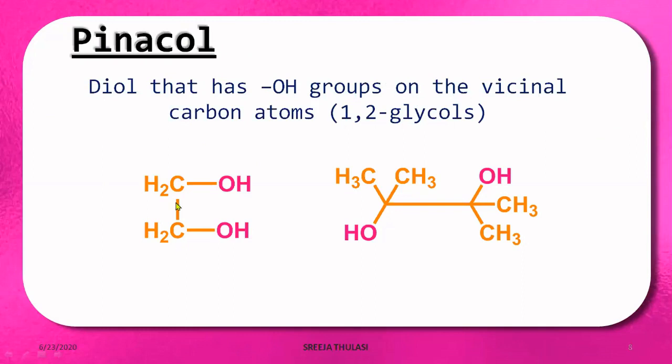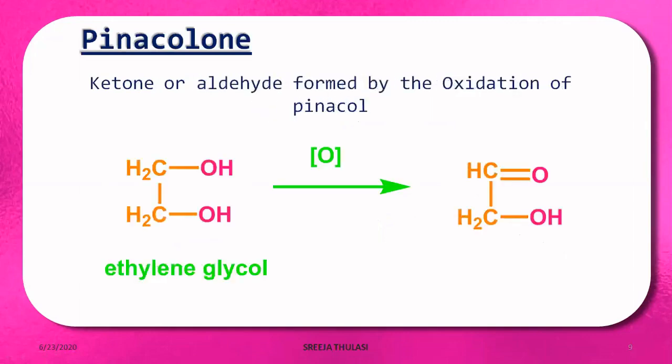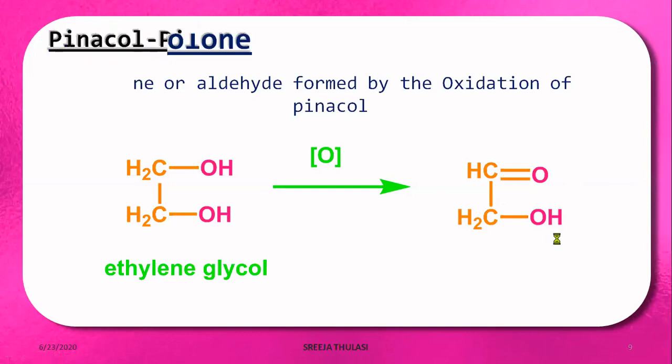As already said, ethylene glycol is another example. If we replace all these hydrogens with methyl groups, we will get tetramethyl ethylene glycol. That is also a pinacol. Now, the oxidative products, that is, the aldehydes or ketones formed by the oxidation of a pinacol, are known as pinacolone. Let us see here. Here, ethylene glycol on oxidation, one of the CH2OH groups is oxidized to CH=O, which is an aldehyde group. Therefore, this is known as a pinacolone.